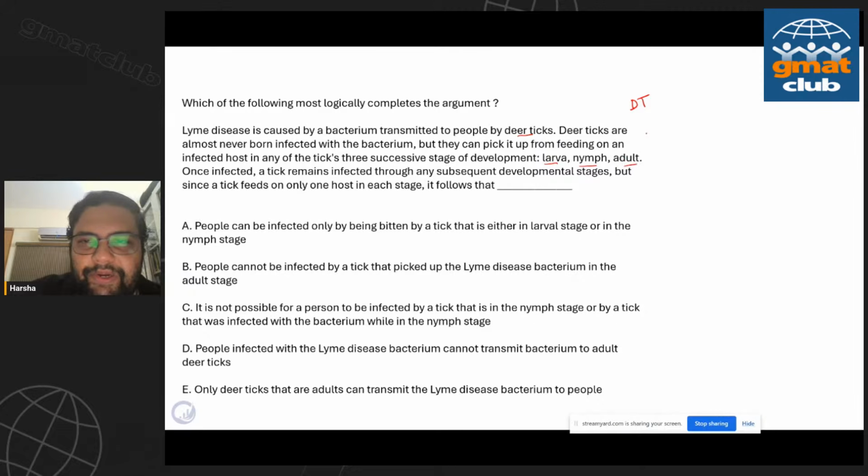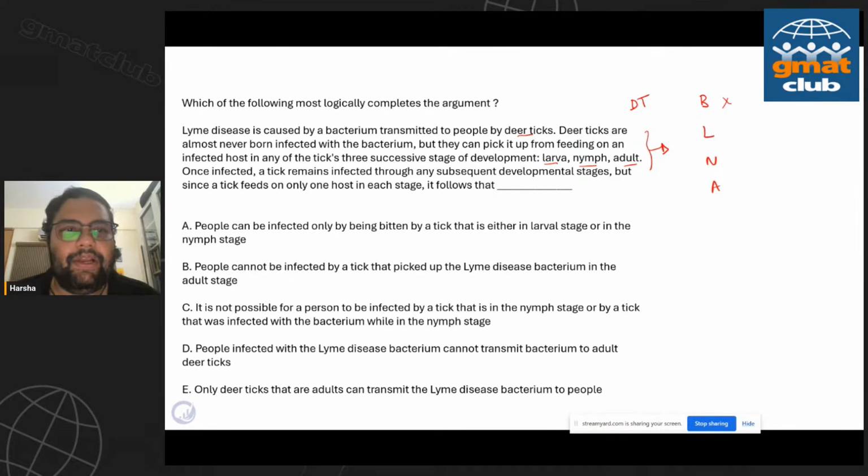At this point, I actually start mapping this because this seems like very specific conditions, right? So I know that when the deer tick is born, practically it does not get infected. It's not born with the infection, right? But it can pick up the infection at any of those three successive stages of development. There's larva, there is nymph, and then there is adult. Great. The point is, it could pick up the infection by feeding on an infected host in any of these stages. So it could pick up here, here, or here.